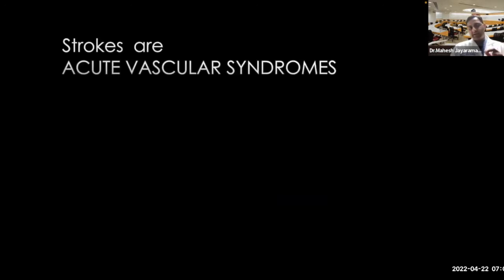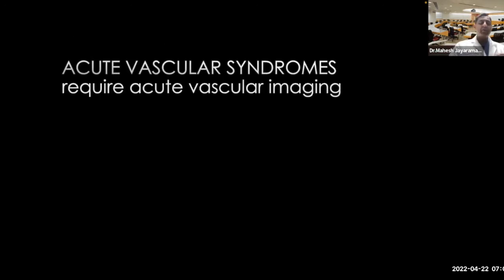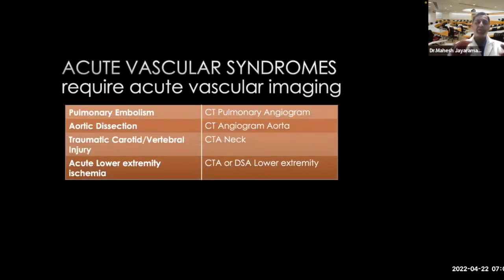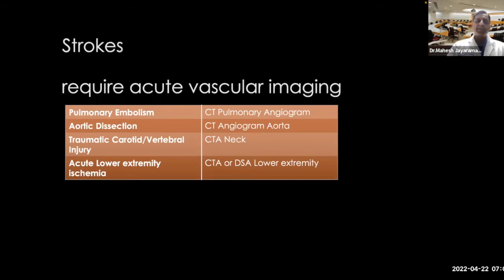And if you think about it, a stroke is an acute vascular syndrome. And everywhere else in the body, acute vascular syndromes result in acute vascular imaging. So pulmonary embolism, we do a CAT scan to look at the pulmonary arteries. Aortic dissection, traumatic injuries to the carotid or vertebral arteries, acute lower extremity ischemia. So all of these are acute vascular syndromes, and they're all imaged with acute vascular imaging. And what that means is every single stroke requires acute vascular imaging.